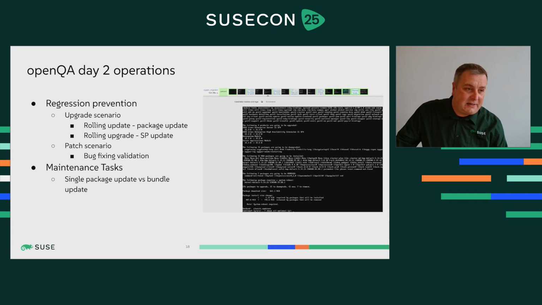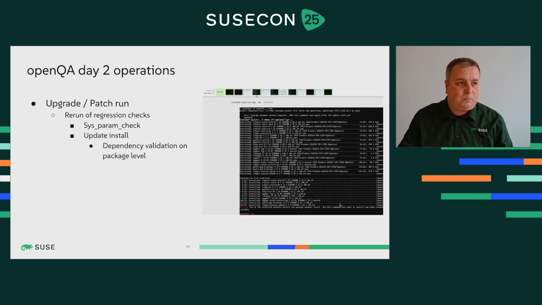The maintenance tasks are single package versus bundle updates. Once again, the package is in production. We find an error, we fix it, and we make sure that there is no regression on that side by executing a variety of tests in the pre-production or the QA environment provided.